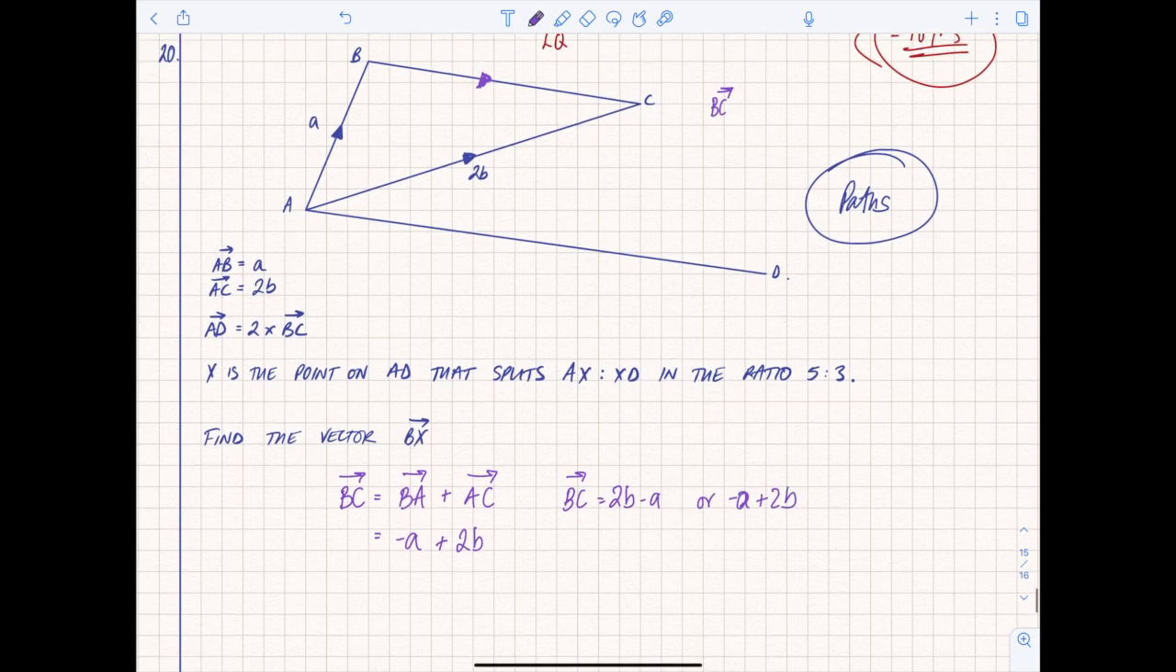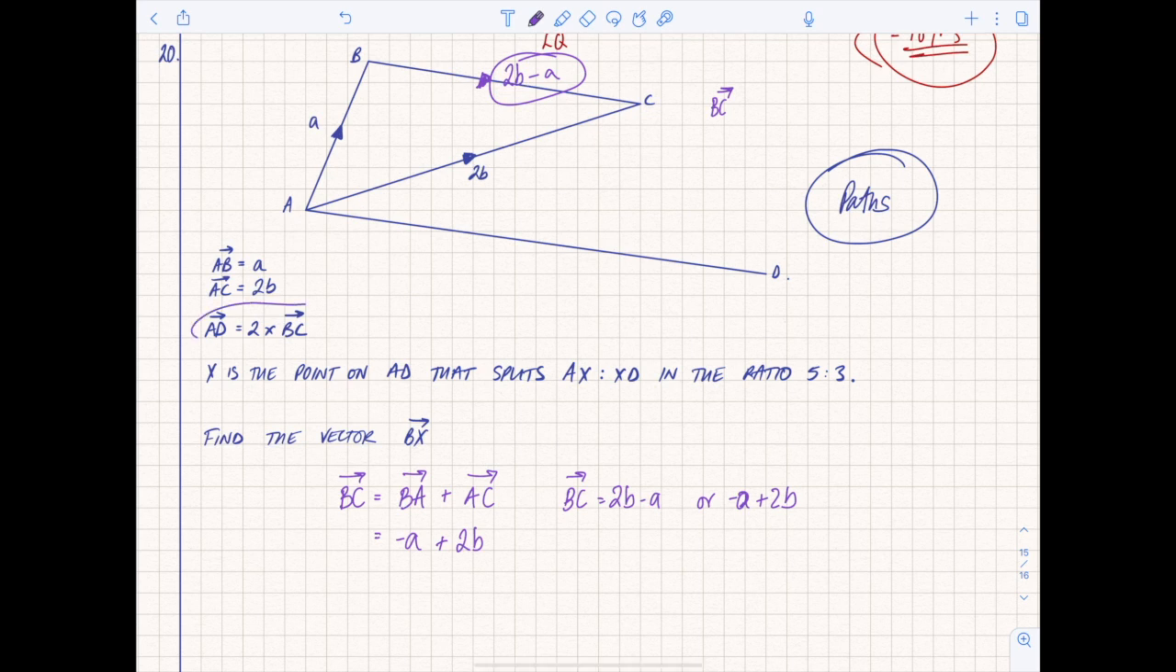What I'm then going to do on my diagram is write that on. So I'm going to write 2B minus A. So that is the name of BC. Now you might need it, you might not need it. But what I'd suggest you do is whenever you've got missing roads or missing lines in a vector question, just figure them out, work out what they're called.